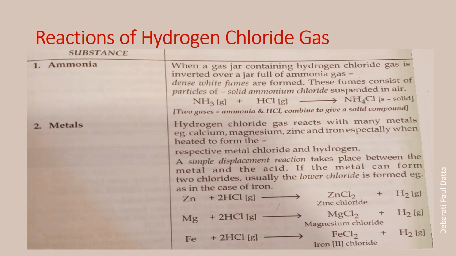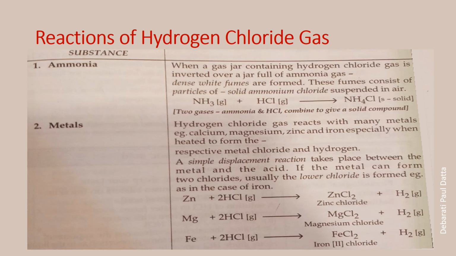So what is the reaction? Ammonia, which is gaseous, reacts with hydrogen chloride, which is also in the gaseous state. They react and form solid particles of ammonium chloride.